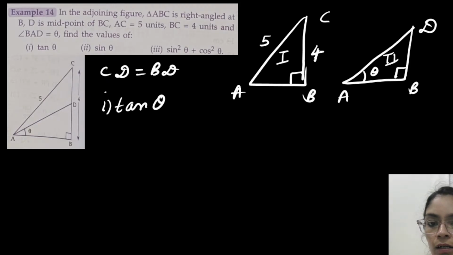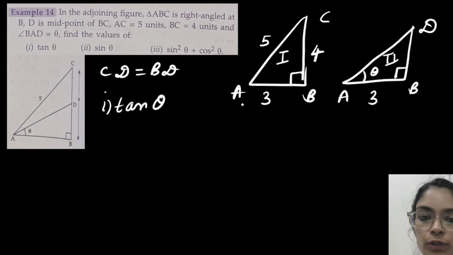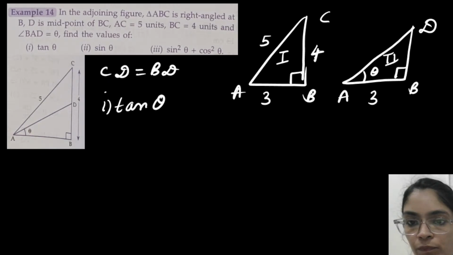In the first triangle, we can find the value of AB. Using the common Pythagorean triplet, AB is equal to 3. The same result I can use for the second triangle also. Using the Pythagorean triplet, we get AB's value as 3. Now what I need here is the value of DB.